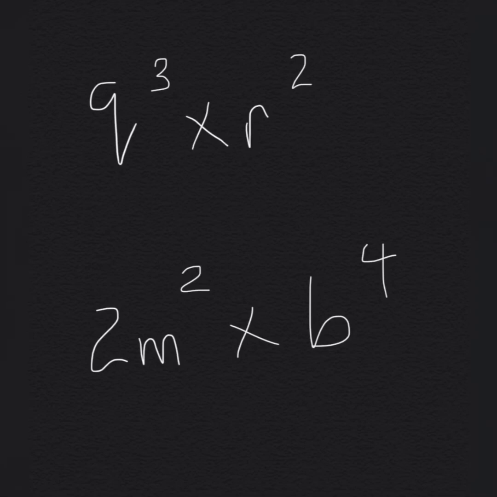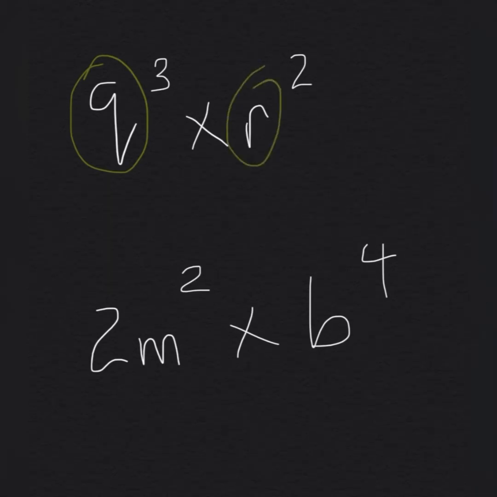Now let's look at these last two examples. Now remember that the question to ask yourself is, are the bases similar? Now let's look at it. The base for this term here is Q, and the base for this one is R. Are the bases similar? No, they're different. So because of that, we cannot go ahead and add the indices. So we just have to write it back as is because we cannot add it, right? And you can put the multiplication sign.